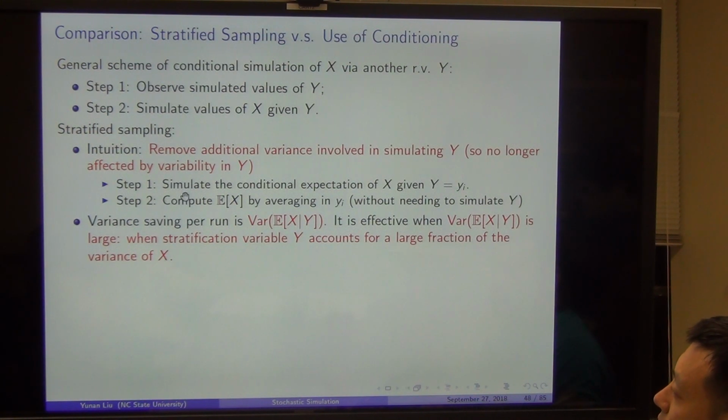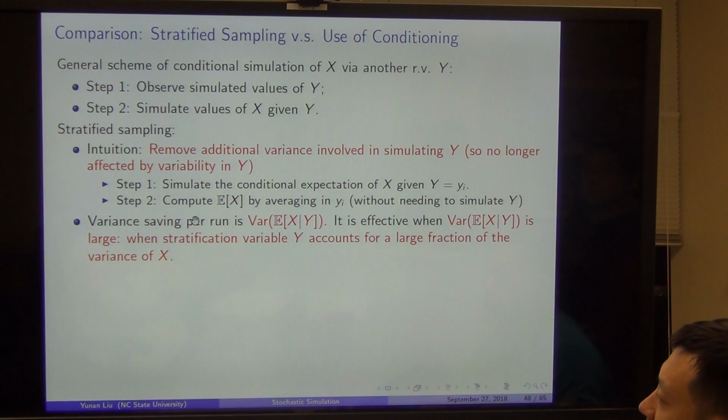Of course, why don't we simulate Y? We know exactly its behavior because we have the PI, which is the probability of Y equals y. Step 1, we simulate the conditional expectation of X given Y equals y, then we compute the expectation of X by averaging over Y. Here it is computation, not simulation. We don't need simulation to give a final output.